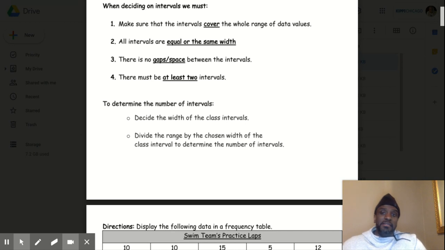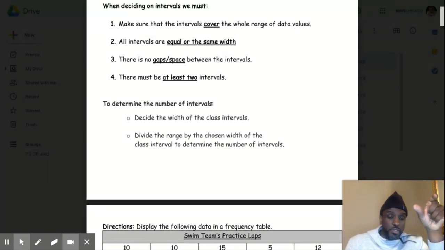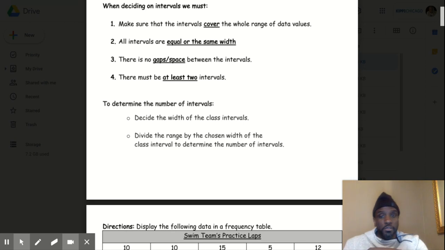Basically, decide the width of the class of your intervals. Decide the width of the class of the intervals that you want to have. I want to do intervals of 5, okay? I want to do intervals of 2. I want to do intervals of 3, okay? Now, once you know that, you divide the range that your data set covers by the chosen width of your intervals to determine the number of intervals. I'm going to explain that a little bit further.